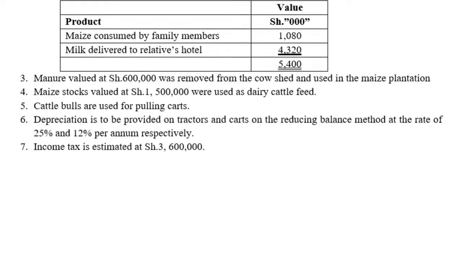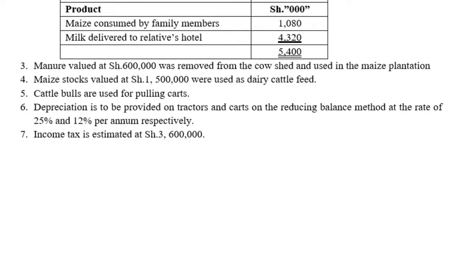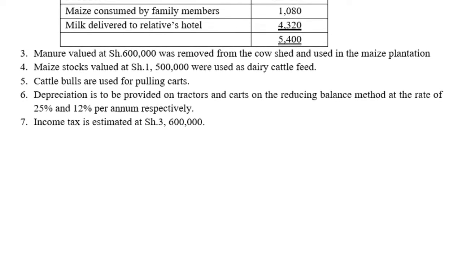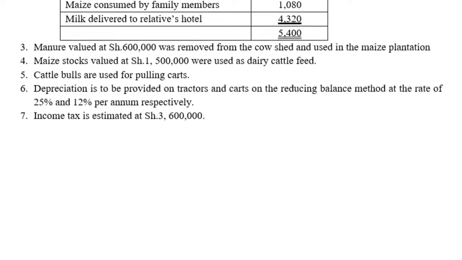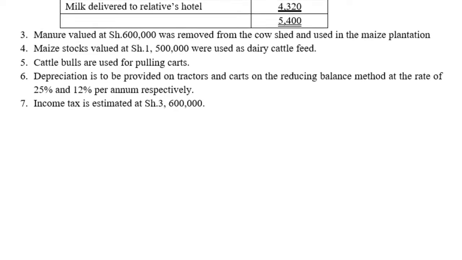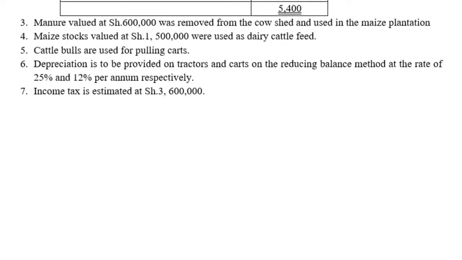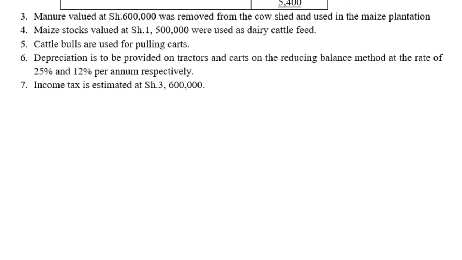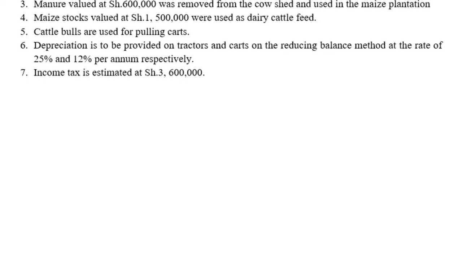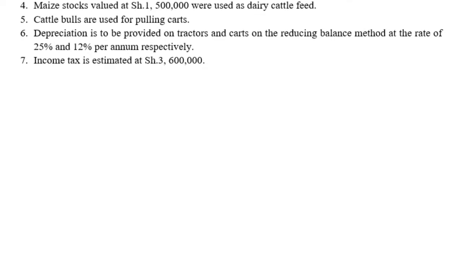Then we are told the cattle bulls are used for pulling carts. So basically carts majorly are used in the farm, and what that means is that these particular bulls then are used in the farm. Any information relating to the bull basically will be recorded not in the livestock, but in the crop revenue account. And then number 6, you are told depreciation is to be provided on tractors and carts on the reducing balance method at the rate of 25% and 12% per annum respectively. Number 7, you're told income tax is estimated at 3.6.